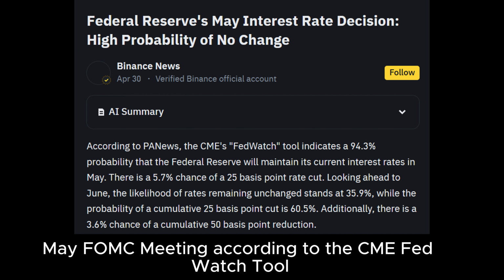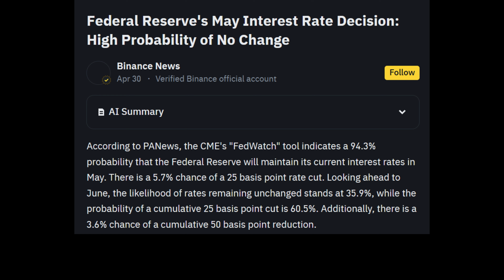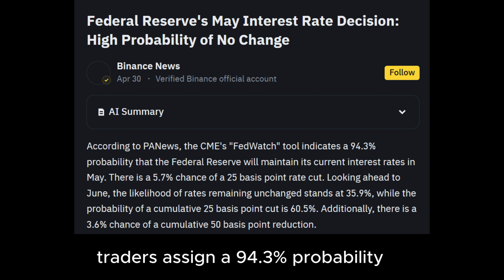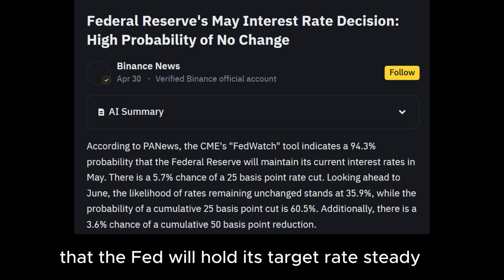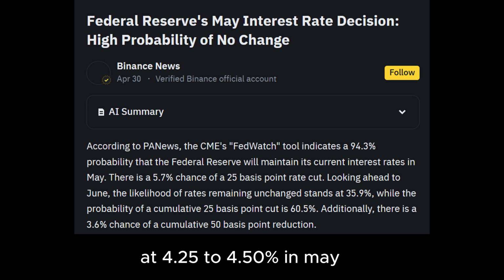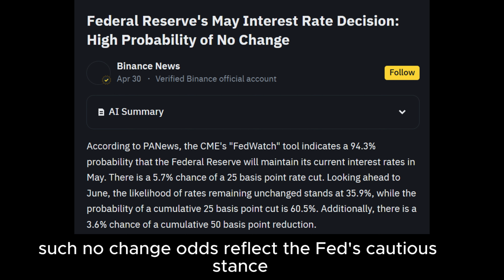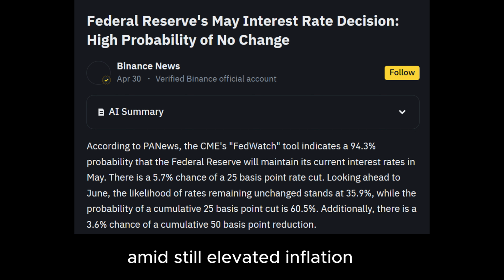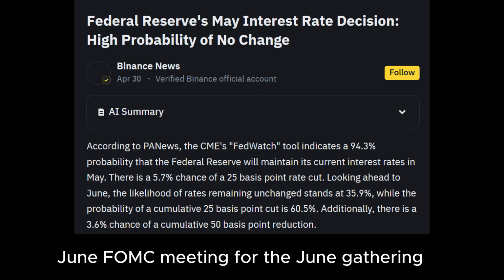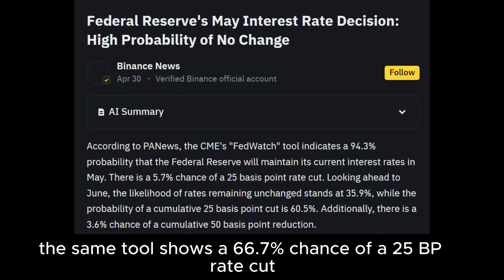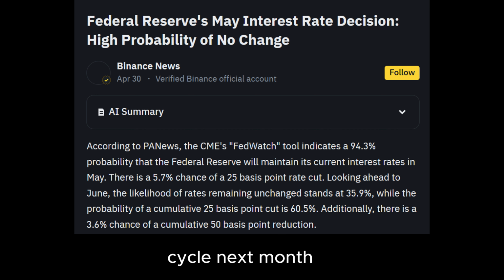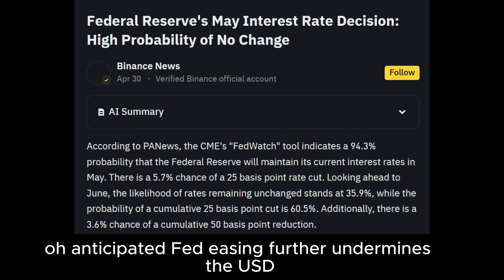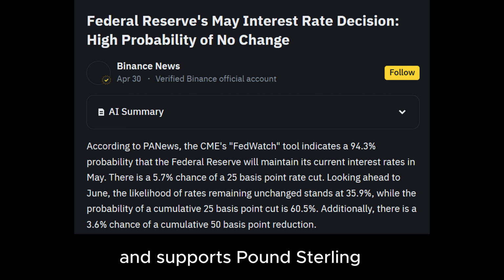FedWatch tool probabilities. May FOMC meeting. According to the CME FedWatch tool, traders assign a 94.3% probability that the Fed will hold its target rate steady at 4.25 to 4.50% in May. Such no-change odds reflect the Fed's cautious stance amid still elevated inflation. June FOMC meeting. For the June gathering, the same tool shows a 66.7% chance of a 25 BP rate cut, with the market bracing for the start of an easing cycle next month. Anticipated Fed easing further undermines the USD and supports pound sterling to US dollar upside.